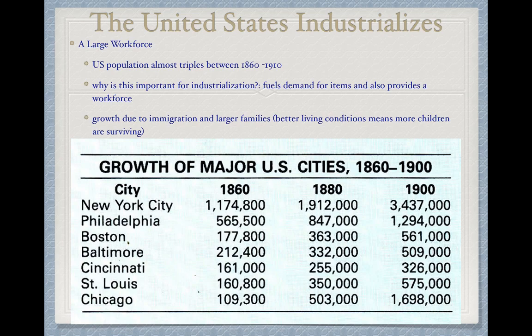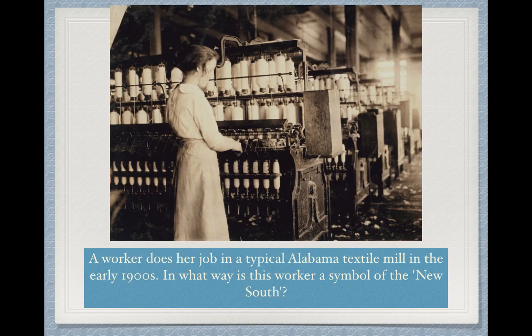And if you think about a population boom and what it does for industrialization, it creates a workforce to produce items, but it also creates population to purchase those items. So it creates both supply and demand, so to speak. And the population is growing due to both immigration and larger families. Children are surviving into adulthood. This is a woman in Alabama in a textile mill, a symbol of the New South. Maybe, right? Is it the New South or is it not?